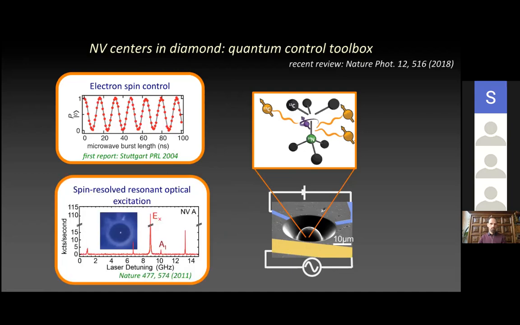Now, the reason that we go down to 4 Kelvin is not because of the spin control, because actually the graph you see here is made at room temperature. You can do these experiments at room temperature. But at room temperature, you do not have the optical toolbox available.